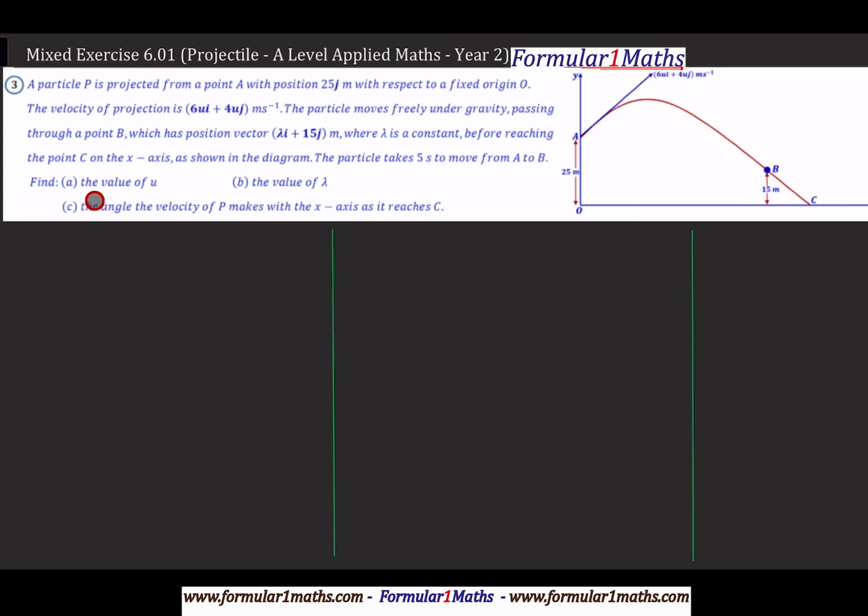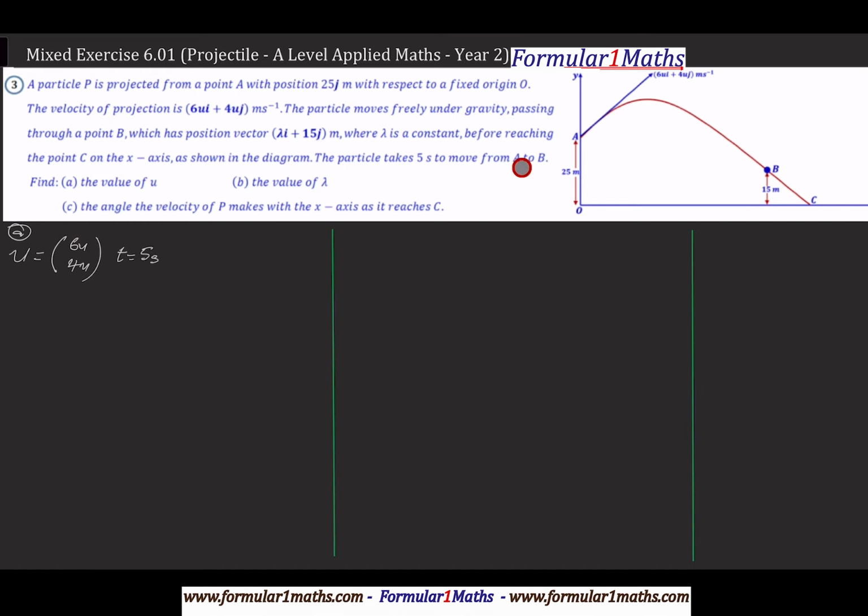Find A, the value of u, B, the value of lambda, and C, the angle the velocity of P makes with the x-axis as it reaches C. So we're going to use SUVAT to solve these questions. So for A, u is given by 6u, 4u, and the time is 5 seconds.